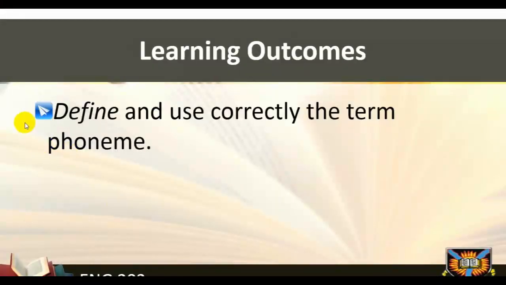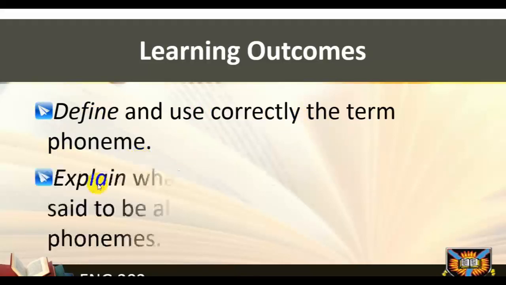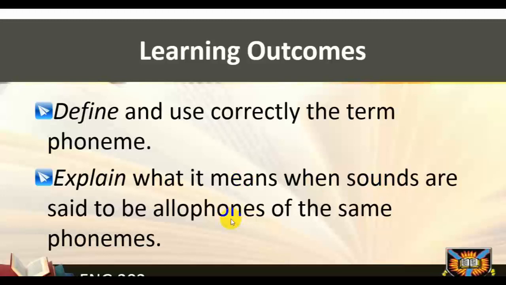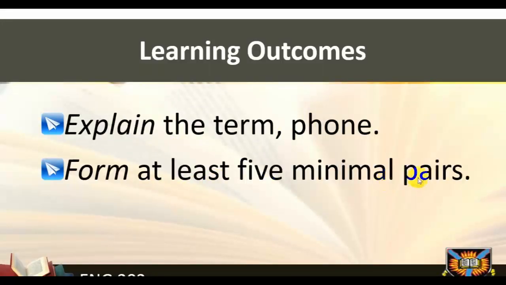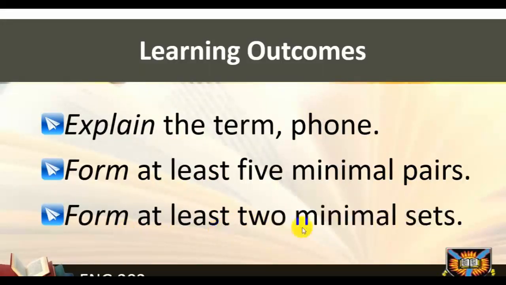Learning outcomes. When you study this section, you should be able to define and use correctly the term phoneme. Explain what it means when sounds are said to be allophones of the same phonemes. Explain the term phone. Form at least 5 minimal pairs. Form at least 2 minimal sets.